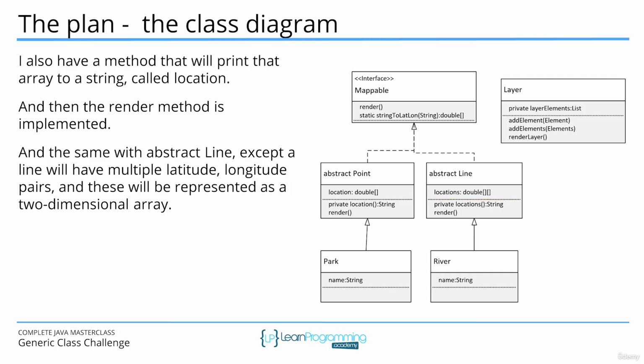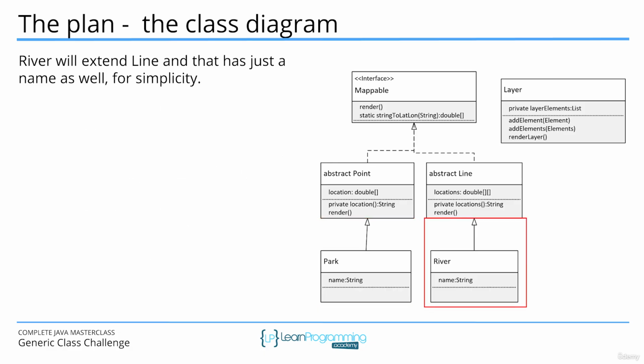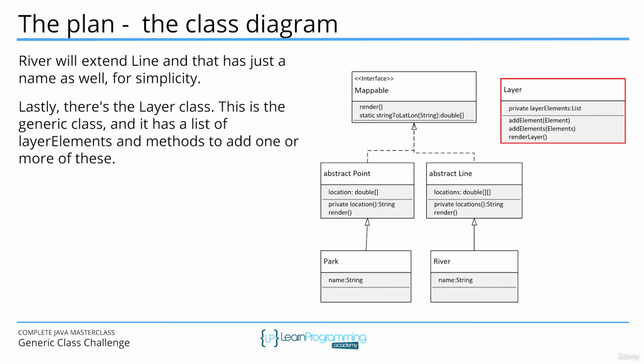You could create a class called coordinate or pair, or something that had these two fields, and in the future that might be a good idea to make the code more readable, but what I am doing is good enough in this case. Then I'm going to have a park class extend point with just a name field. River will extend line, and that has just a name as well, for simplicity. Lastly, there's the layer class. This is the generic class, and it has a list of layer elements and methods to add one or more of these. It also has the method renderLayer.